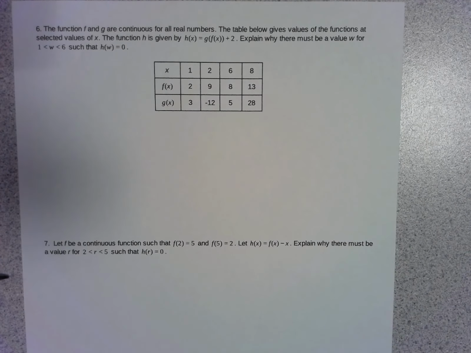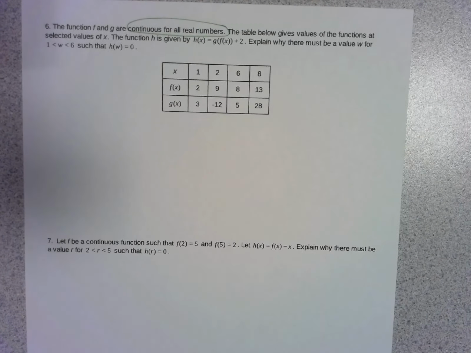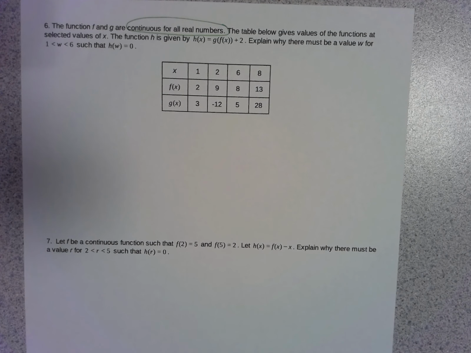Another example of this kind of problem is a problem like number 6, where it says the functions f and g are continuous for all real numbers. So it's telling me in the directions I've met one of the conditions. I need to have a continuous function. The table below gives values for selected values of x. The function h is given by h of x equals g of f of x plus 2. Explain why there must be a value w between 1 and 6 such that h of w is 0.